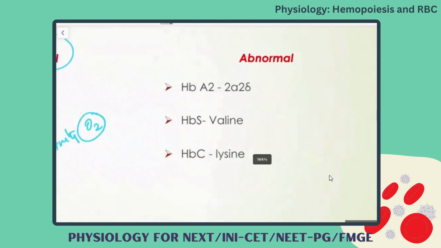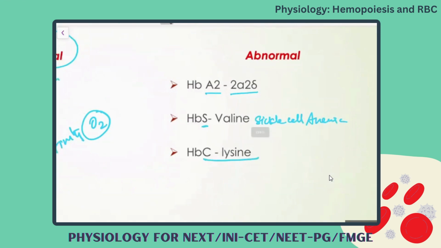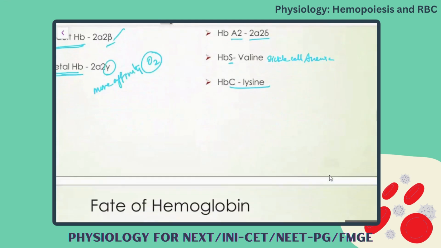And abnormal hemoglobins like hemoglobin A2, alpha 2 delta 2, hemoglobin S, yes, that is what you encounter in sickle cell anemia. And hemoglobin lysine. So these are some abnormal hemoglobins.